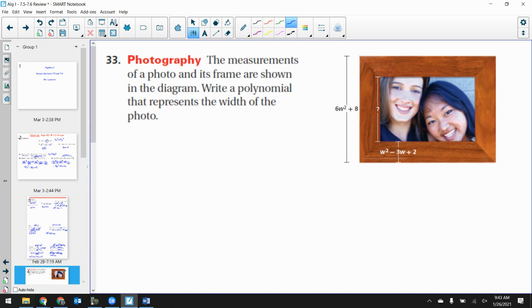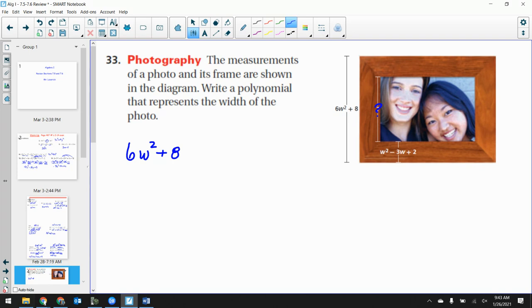Okay. Now we got this word problem, which was kind of tricky. The next one, number 34, I think it was a little bit easier than this one, but this one was a little tricky, and here's why. I want this question mark, right? I want to figure out what that length is. Well, I'm given the full length of the frame to be 6w squared plus 8. Okay, how do I find just the question mark? How do I find just the width of the photo?